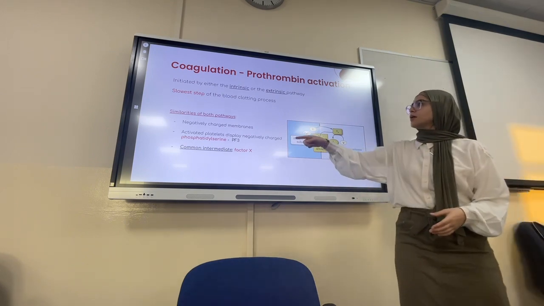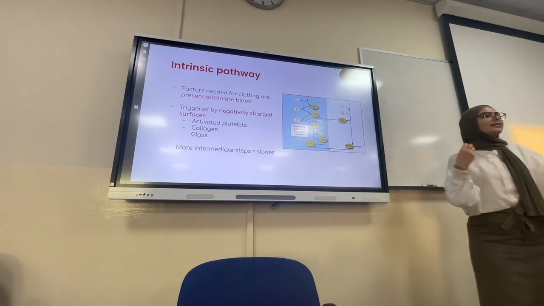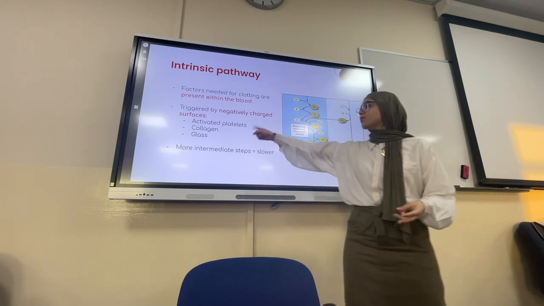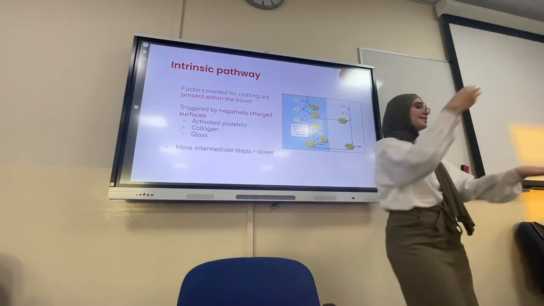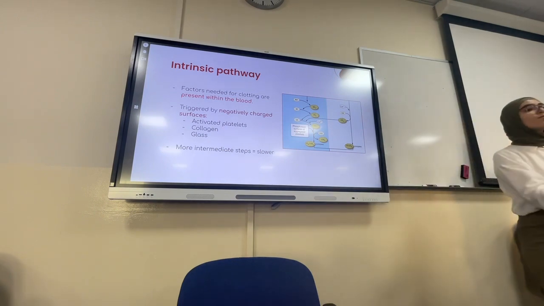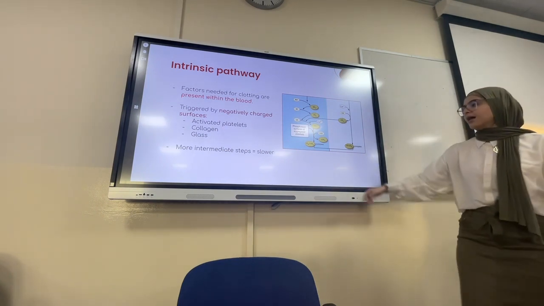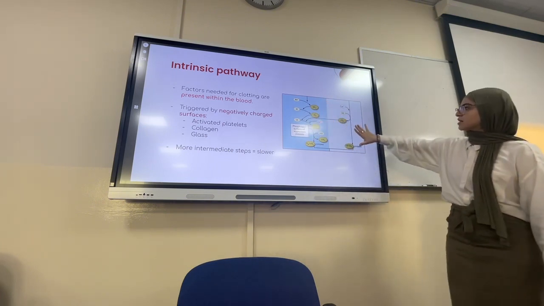Now, if I go to the intrinsic pathway, as I said, I need negative surfaces. For example, it could be glass, a phospholipid, activated platelets, or collagen. Another thing is that because it's intrinsic, it's in the blood, so the factors are found in the blood. Extrinsic is going to be out of the blood. And as you can see, this over here is the intrinsic, and this is the extrinsic.